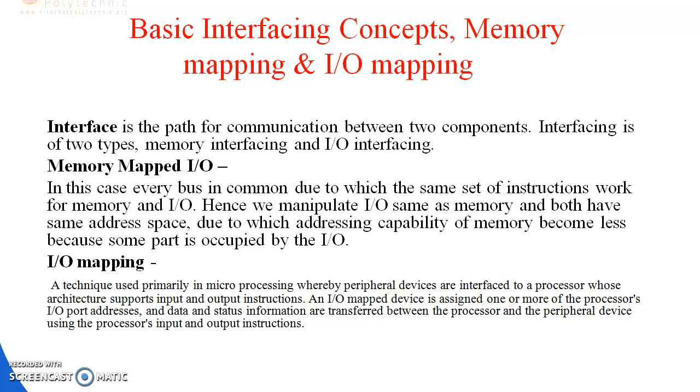Next is I/O mapping, that is input-output device mapping. It is a technique used primarily in microprocessing whereby peripheral devices are interfaced to a processor whose architecture supports input and output instructions. An I/O mapped device is assigned one or more of the processor's input-output port addresses, and data and status information are transferred between the processor and the peripheral device using the processor's input and output instructions.